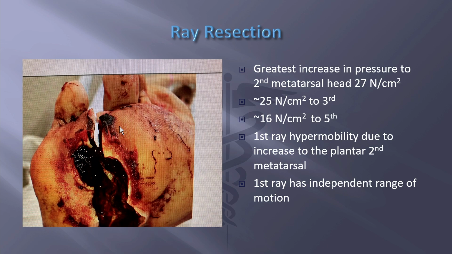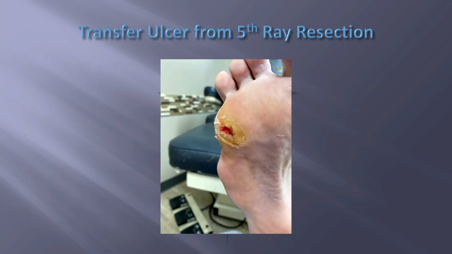And really, the take home, I don't want to get too esoteric here. The take home is that the first ray hypermobility is what leads to the plantar pressure underneath the second metatarsal head. The first ray has its own independent range of motion. That's why sometimes the lesser metatarsal heads bear so much more pressure. So that's why we see, when a ray is removed, why the pressure is so high underneath the second metatarsal head. And here's an example of a transfer ulcer from loss of the fifth ray.